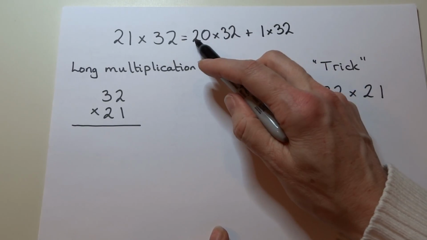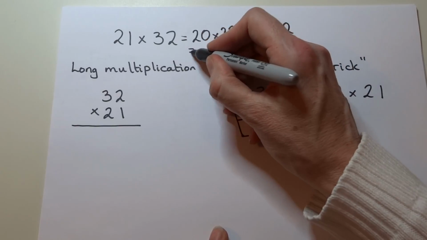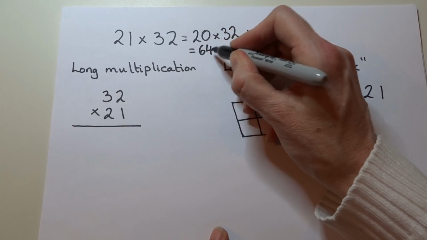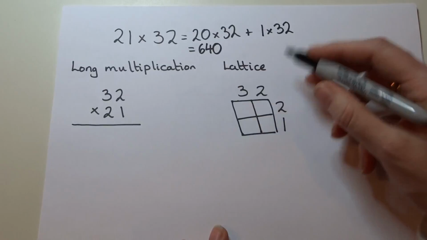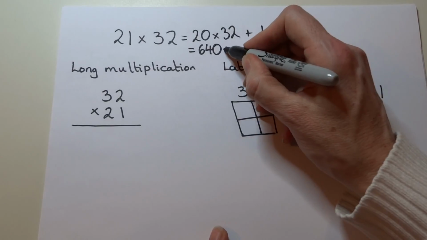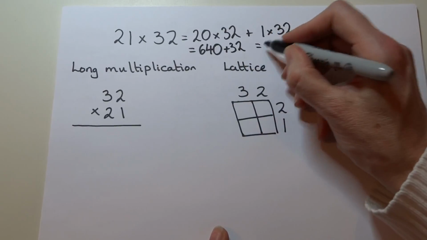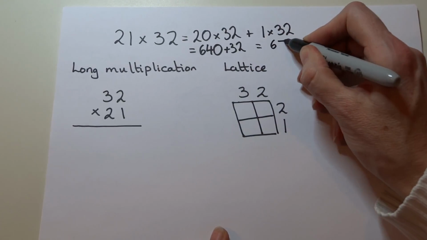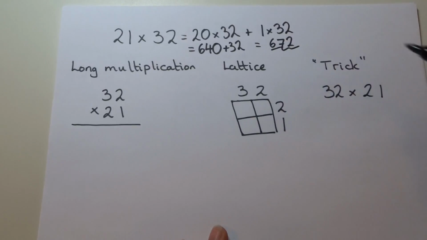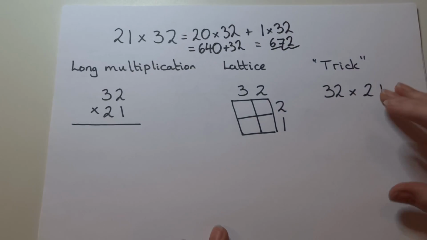20 lots of 32, well, 2 times 32 would be 64. So 20 times 32 will be 640. 1 lot of 32 is 32. So we get 640 plus 32. That equals 672. So that's quite easy with those simple numbers.